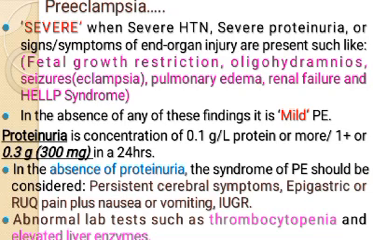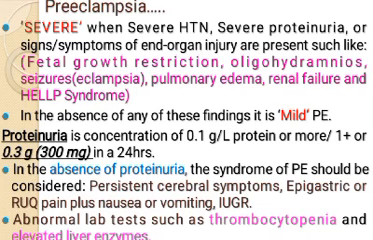Preeclampsia, severe: when severe hypertension, severe proteinuria, or signs or symptoms of end organ injury are present, such as fetal growth restriction, oligohydramnios, seizures or eclampsia, pulmonary edema, renal failure, and HELLP syndrome. In the absence of any of these findings, it is mild preeclampsia.